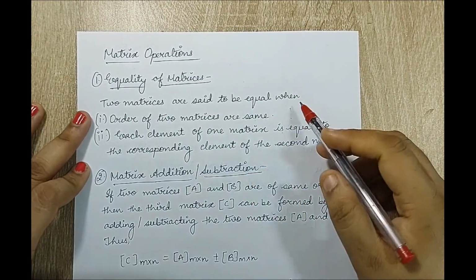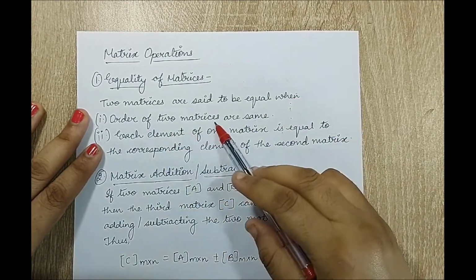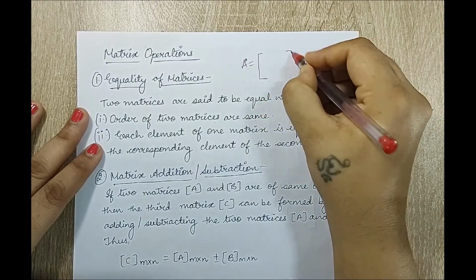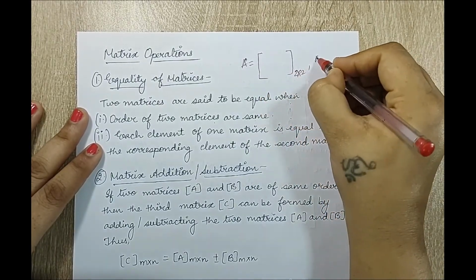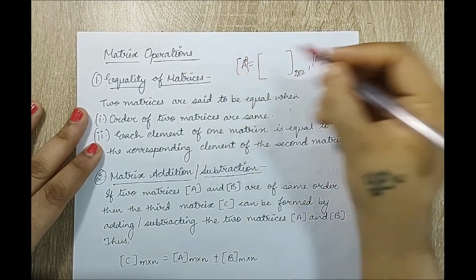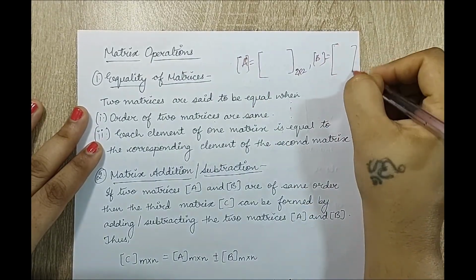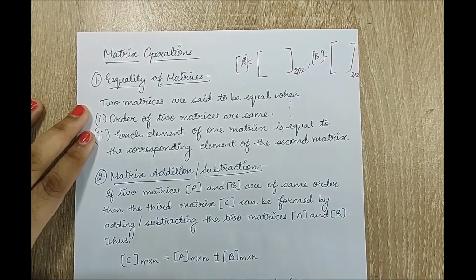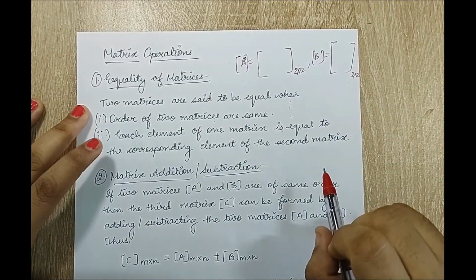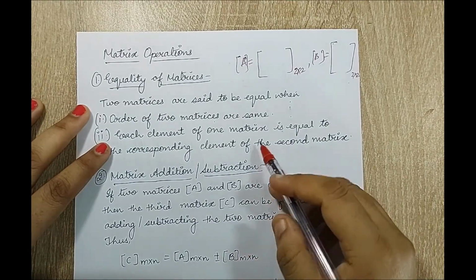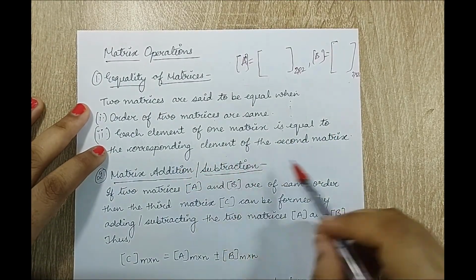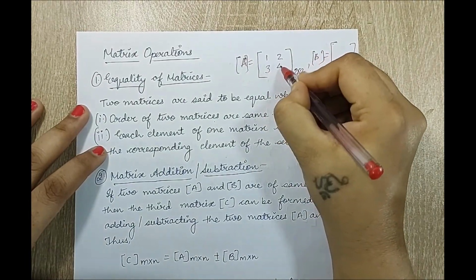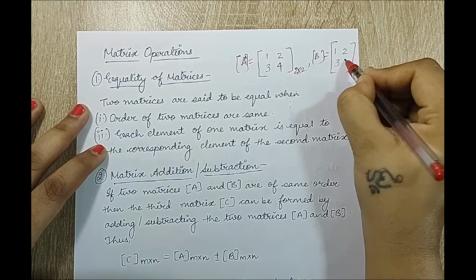Now two matrices can be called equal when the order of the two matrices is the same. So let me write A is going to be a 2 by 2 matrix, and let's say B is also going to be a 2 by 2 matrix. I will say that these two matrices are equal. So the first condition is the order will be the same. Second is each element of one matrix is equal to the corresponding element of the second matrix, which means if A is 1, 2, 3, 4, B also has to be 1, 2, 3, 4.